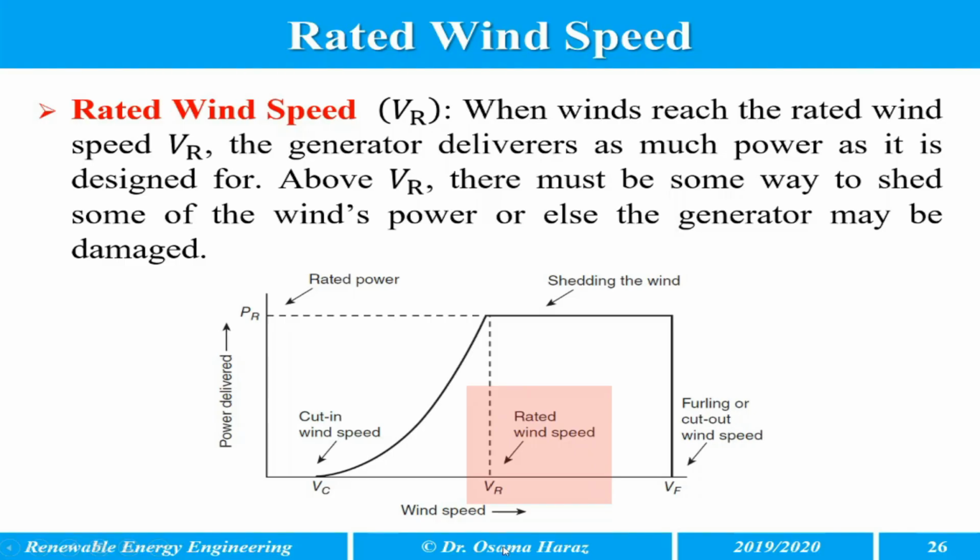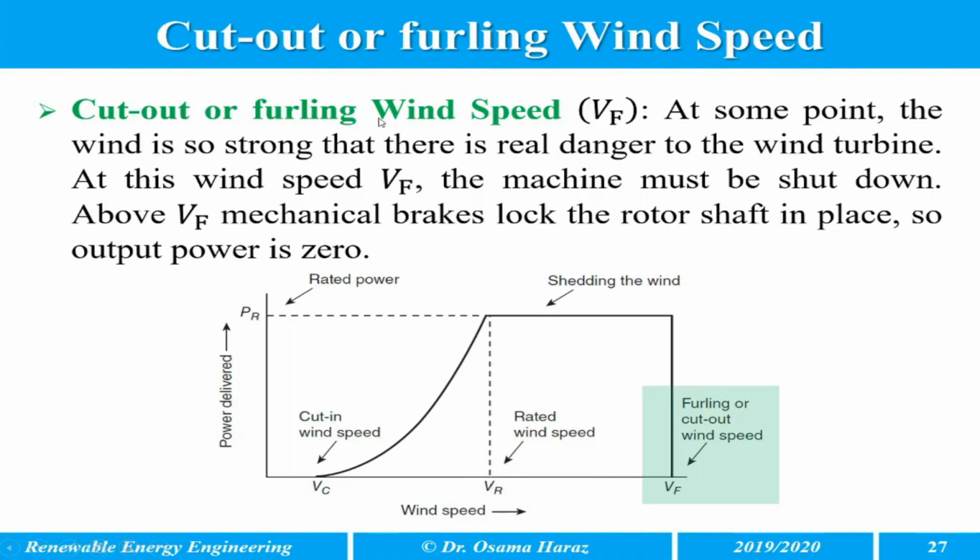After the wind speed increases beyond VR and reaches VF, called the furling or cut-out wind speed, at some point the wind is so strong that there is real damage to the wind turbine. At this wind speed VF, the machine must be shut down. Above VF, mechanical brakes lock the rotor shaft in place and the output power is zero.